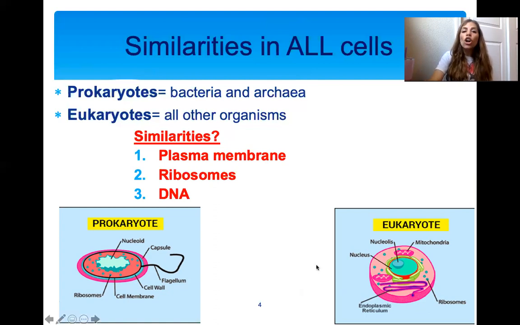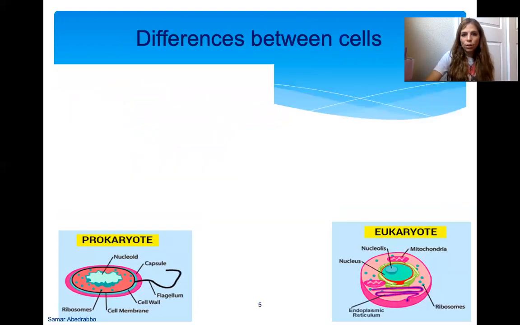And then finally, all cells in the world have DNA. DNA is a genetic material. So if I were to ask you on an exam, what do we see in all cells? What are the similarities between prokaryotic cells and eukaryotic cells? I want everyone to tell me that all cells have a plasma membrane, all cells have ribosomes, and all cells have DNA. So now we're going to talk about the differences between the cells.